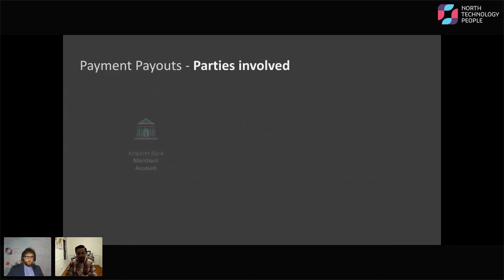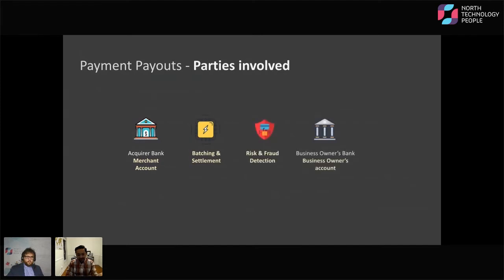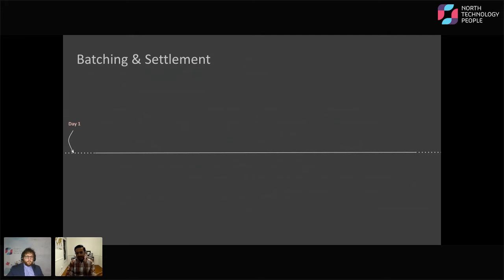So let's look at the parties involved, right? We have the acquirer bank, which is the merchant account where the money is currently sitting after payment processing has been done. We usually go through a process called batching and settlement. We're going to talk more about that. We have a process of risk and fraud detection. And at the end of the day, a party involved is the business owner's bank account where we actually want the money to land. So let's look at the timeline.